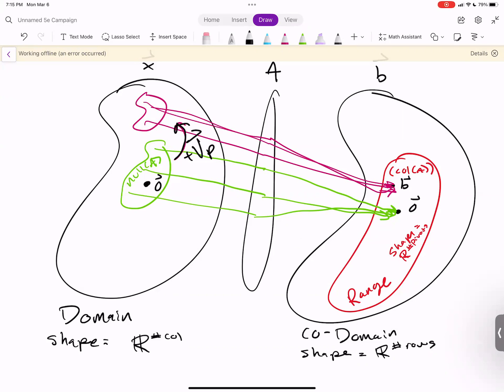I have a point inside the null space. Oh, that's just the 0 vector. That's just me showing that the null space is the only one that contains the 0 vector. That's the origin. That's just me showing where that is.